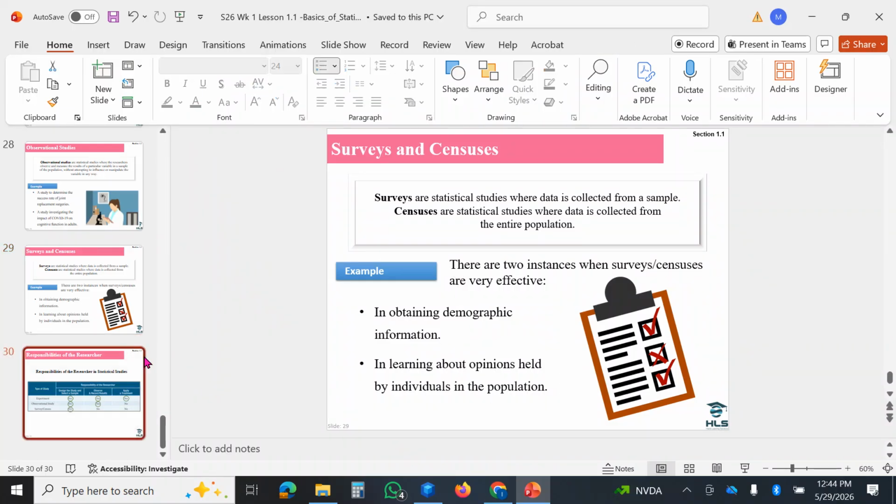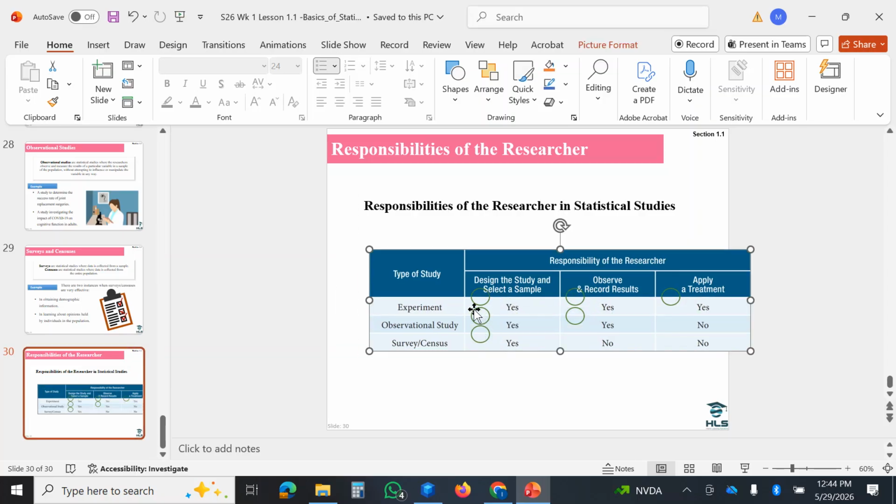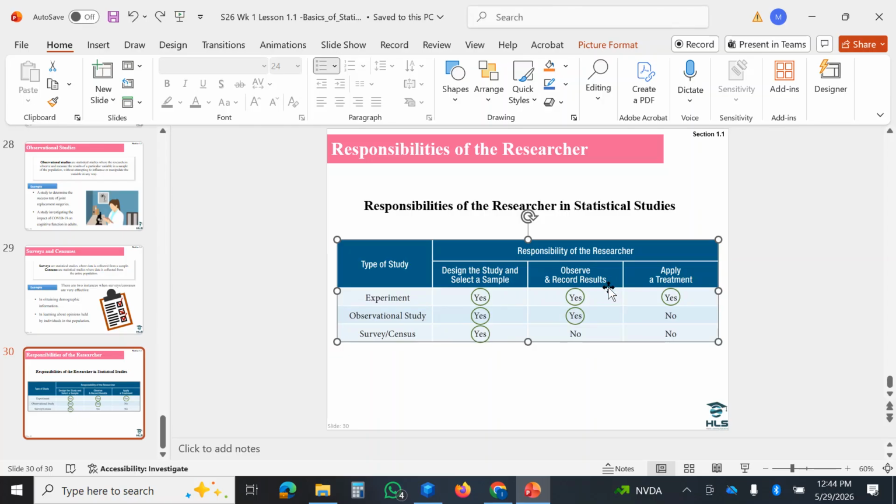Okay. Last slide. Responsibilities for researchers in statistical studies. You have a look at these there: experimental, observational, and survey census. Design the study and select the sample. Absolutely. The experimenter has to do that. Okay. Observe and record results. Well, the experimenter is going to be watching the experiment. The experimenter is going to be watching the patient. Observational study, yes. Survey census, no. It's a little bit disengaged in that regard.